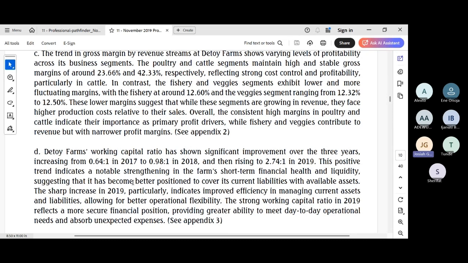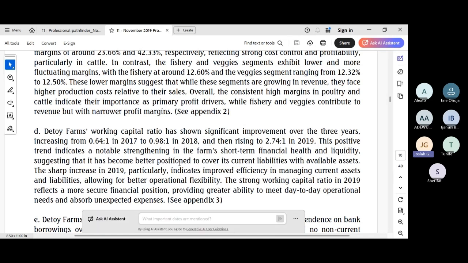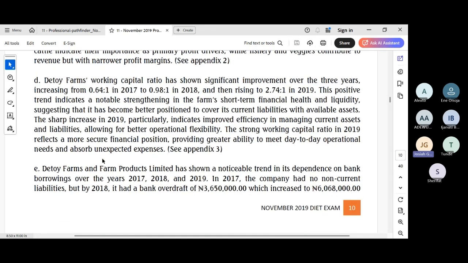Looking at the trend, we also look at working capital and how it has worked for the 3 years. And we quoted the appendix. So read through and you have a lot of things to talk about.